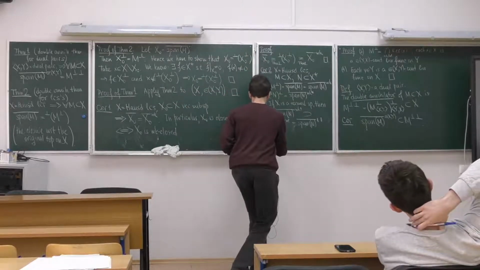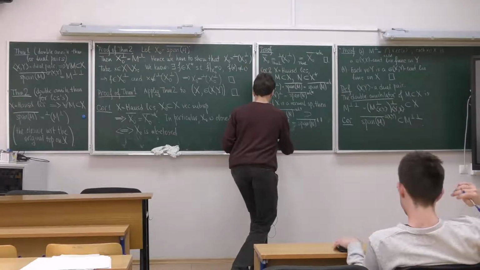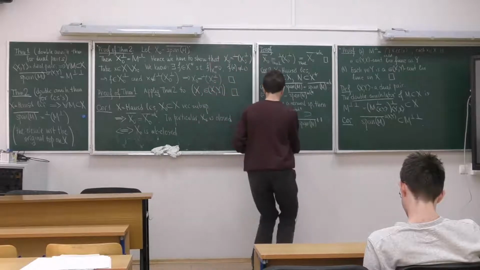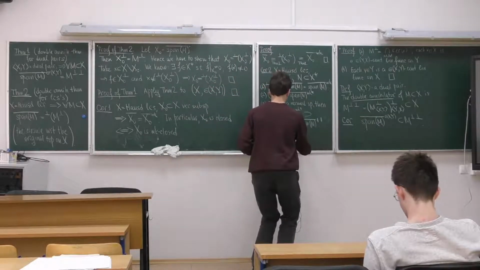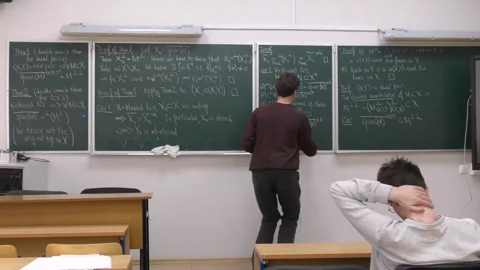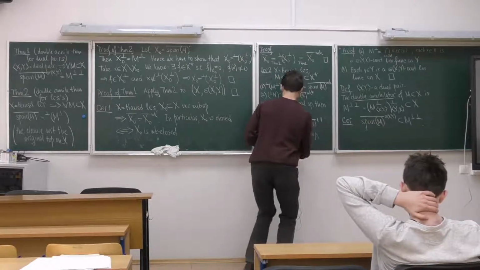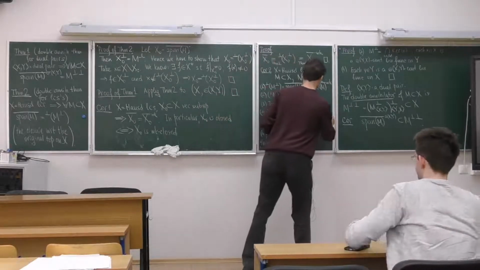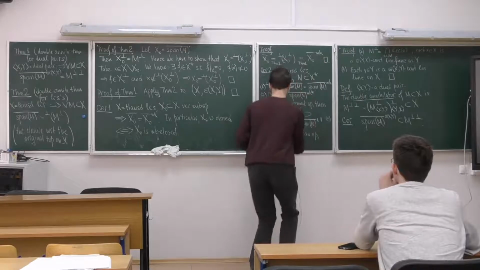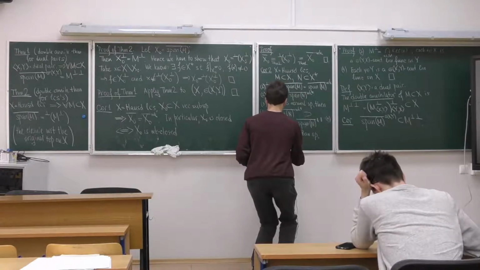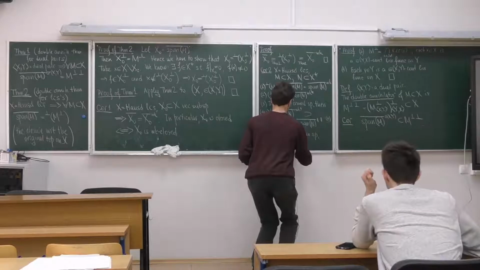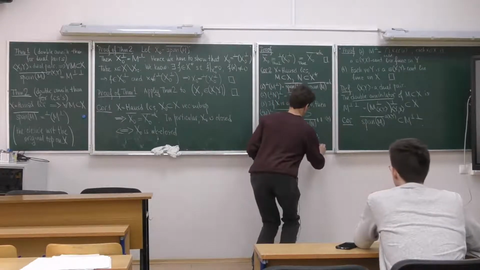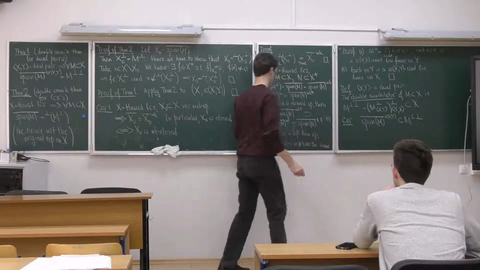And finally, part 4. This is probably the best situation. If X is a reflexive Banach space, then all spaces in this chain, let's denote this chain by star, are the same. So this inclusion is an equality.